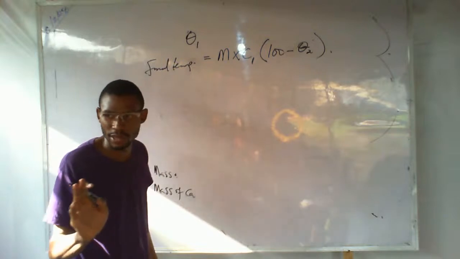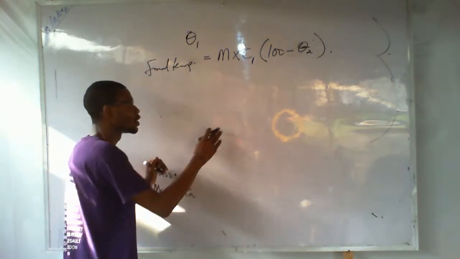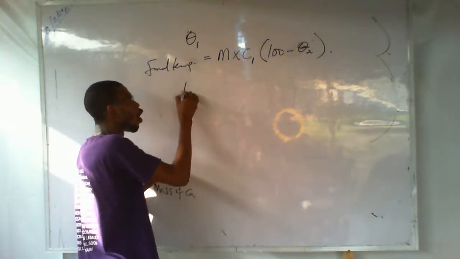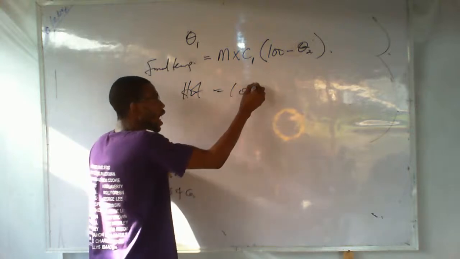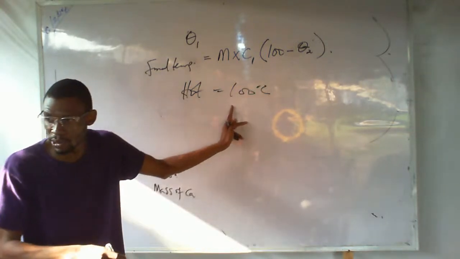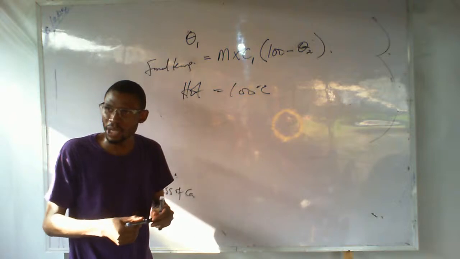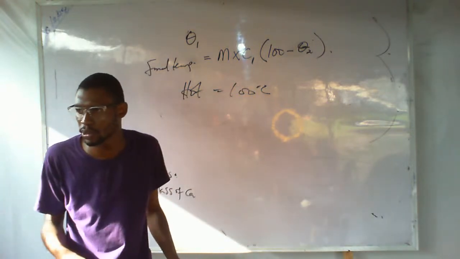Let me explain it. Let me just use practical knowledge for you. This is 100. Let me write it this way. Hot, 100. Like, you know, when something is hot, this guy is hot. Now listen. Is it the solid that becomes cool, or the water is the one that becomes cool? Check your notes.